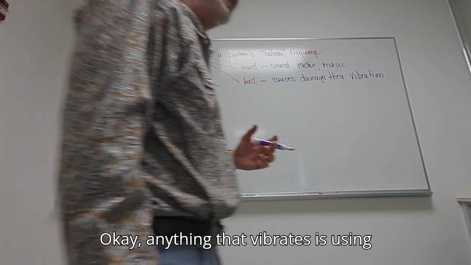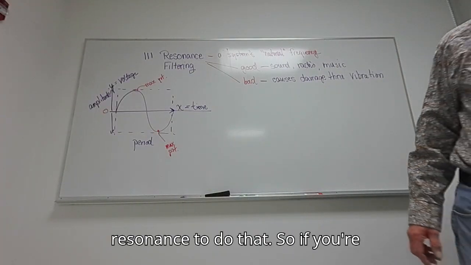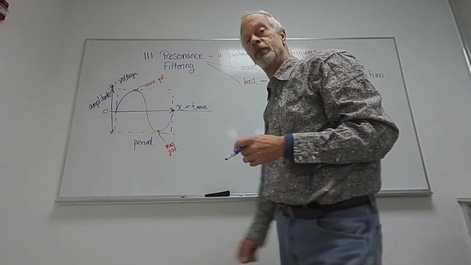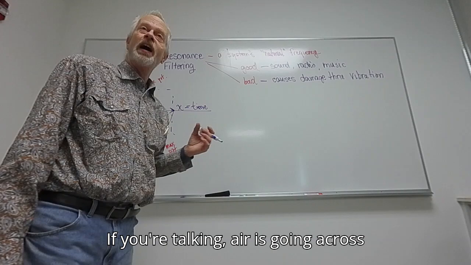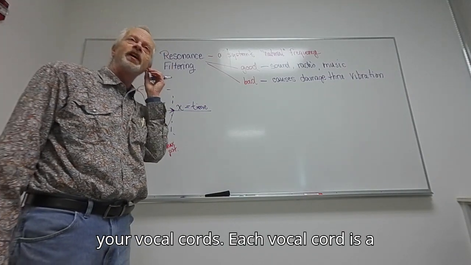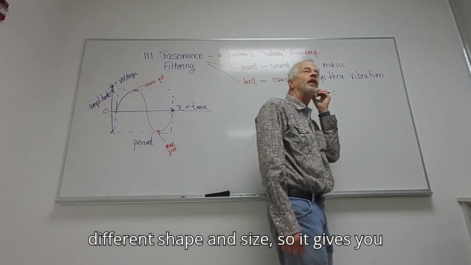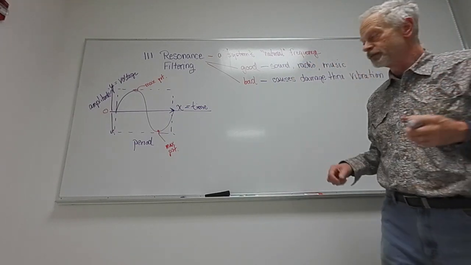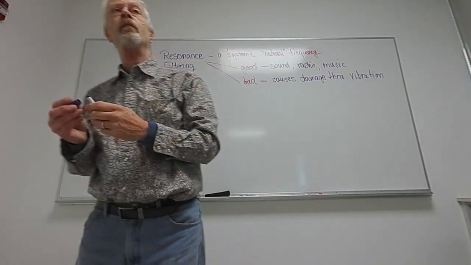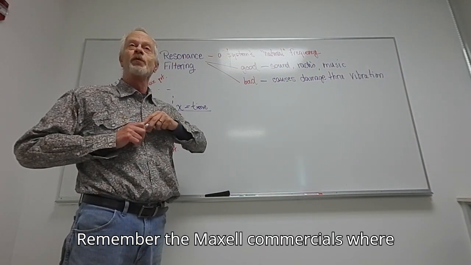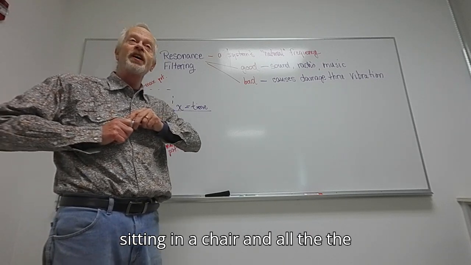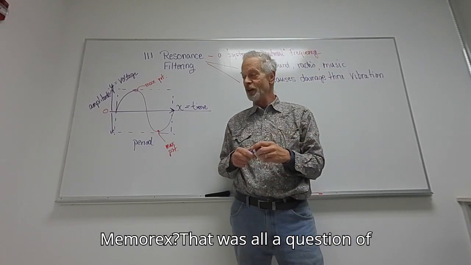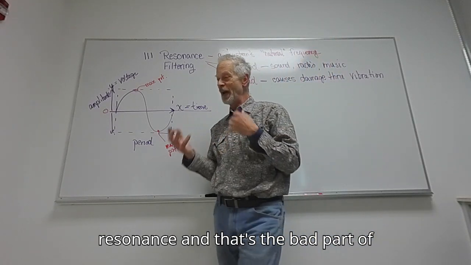Okay, anything that vibrates is using resonance to do that. So if you're playing a musical instrument, you're using resonance. If you're talking, air is going across your vocal cords. Each vocal cord is a different shape and size, so it gives you different notes, different pitches, and that's resonance. Remember the Maxell commercials where they had the breaking glass, a guy sitting in a chair, and all the breaking glass, is it live or is it Memorex? That was all a question of resonance, and that's the bad part of resonance.